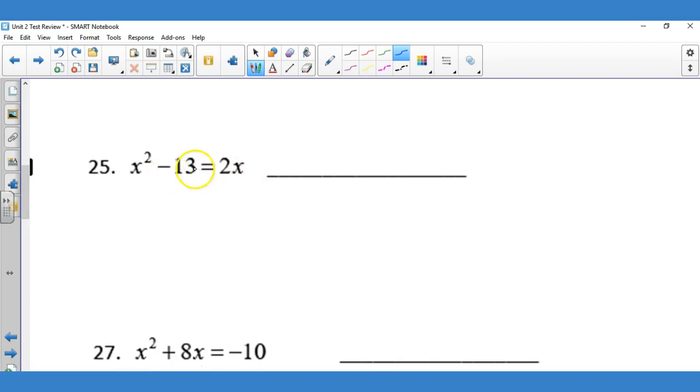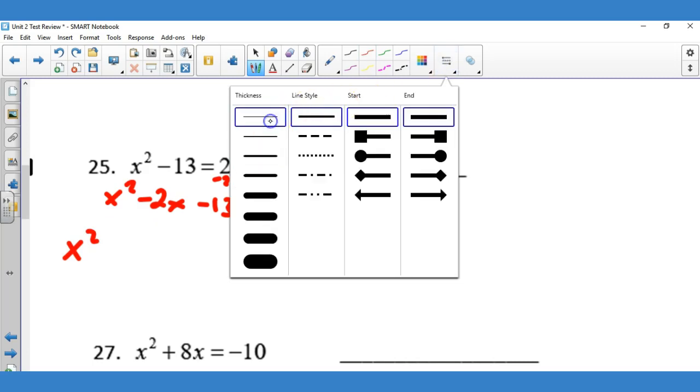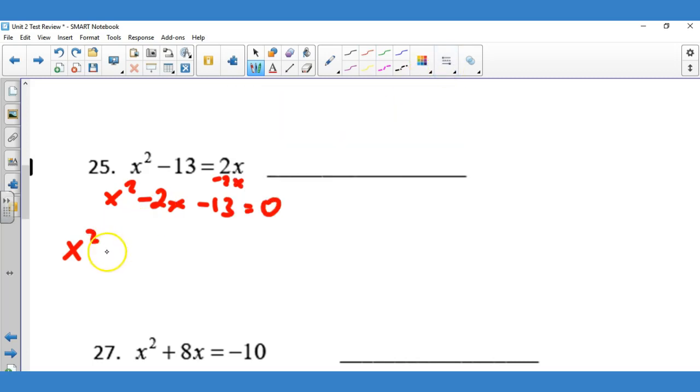The first thing we want to do is let's go ahead and move this to the other side. So we have x squared minus 2x. Remember, I just subtract 2x on both sides. So -2x minus 13 equals 0. Now I'm going to move the constant over here. So I have x squared minus 2x plus our space equals 13 plus our space.